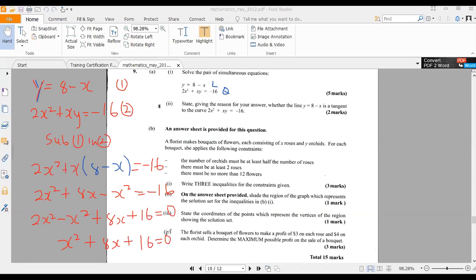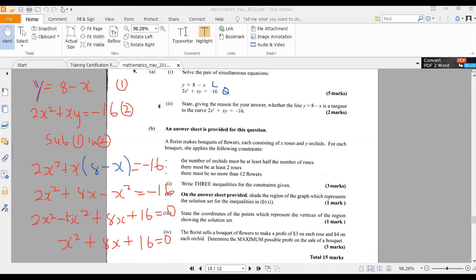Sir, where did the two go? Remember you have 2x squared, and remember that there is 1 here. 2x squared minus 1x squared. What do you get? 1x, or we say x squared. All right. Now I see.